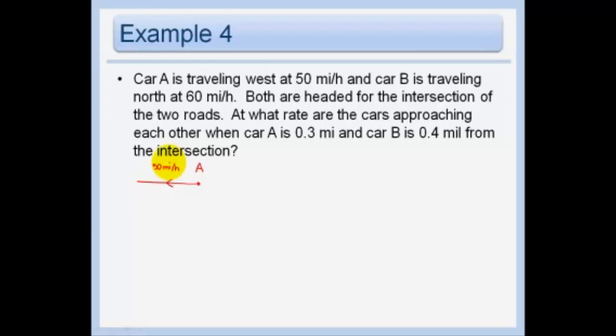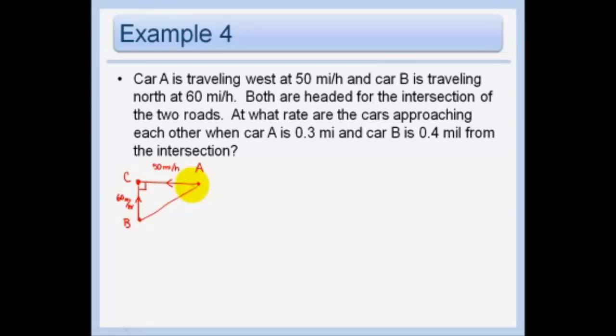B is traveling north at 60 miles per hour. Both are headed for the intersection of two roads. So they're both headed for some intersection, let's call that point C, and B was headed north at 60 miles per hour. There we have our right angle. B started here and it's going up. A started here and it's going left. Let's just complete our right triangle. So probably going to want to use that geometry.